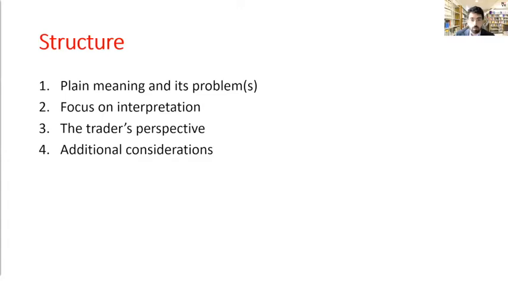So my presentation can be roughly divided in the following points. The plain meaning of the provision on this information requirement and its problems; how we can use the interpretive tools that are accepted by the Court of Justice to try to add a little bit of color to this plain meaning, focusing in particular on the perspective of a trader who is faced with that provision, which I think is quite important to understand what is actually going on. And finally, there are some additional considerations that you might be having in the back of your mind while I'm talking, and I will try to address them from the beginning.